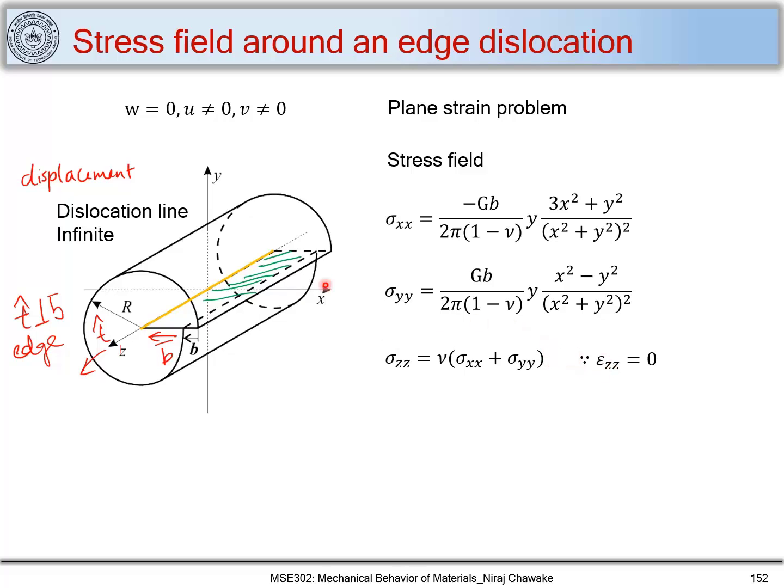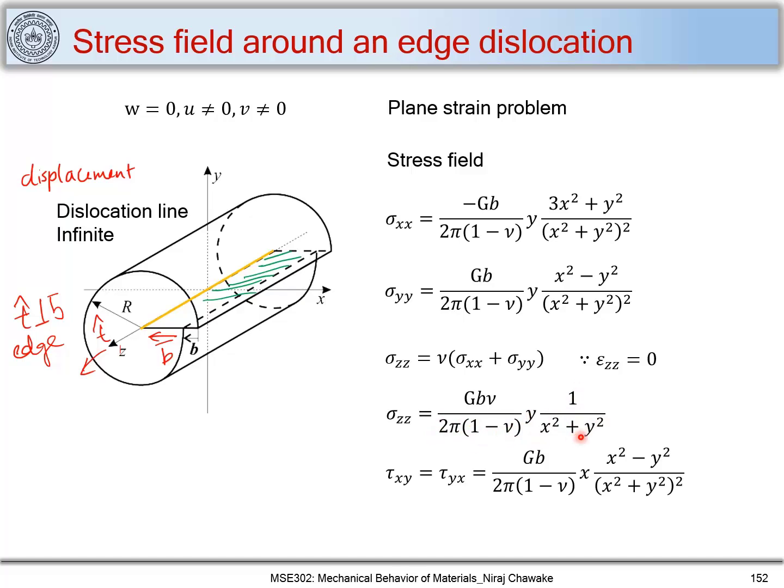Because you have displacement W equal to 0 along the z direction, you have strain epsilon zz equal to 0. So you can write this relation, and sigma zz can be given as Gb mu upon 2 pi (1 minus mu) into y upon (x squared plus y squared). And you have shear stresses, tau xy equal to tau yx equal to Gb upon 2 pi (1 minus mu) into x (x squared minus y squared) upon (x squared plus y squared) whole squared. And the other shear stresses, tau xz and tau yz, are 0.